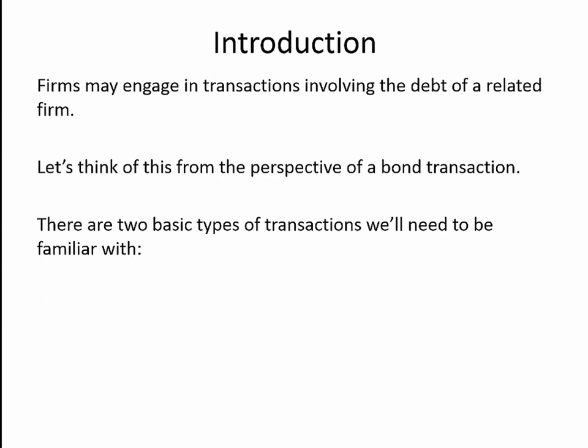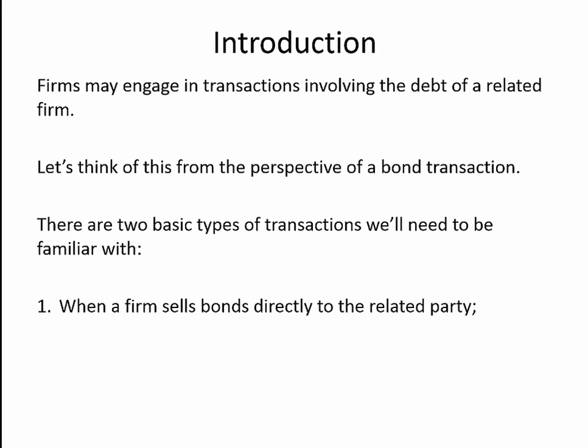this from the perspective of a bond transaction. All of this same stuff would apply in the case of a note transaction or simply of an interest-bearing receivable, but let's go ahead and consider it from the perspective of a bond transaction. Now, there are going to be two basic types of transactions we're going to need to be familiar with. One, when a firm sells bonds directly to the related party. So, big company wants to borrow $1 million, they issue some bonds, and little buys them directly from big company.